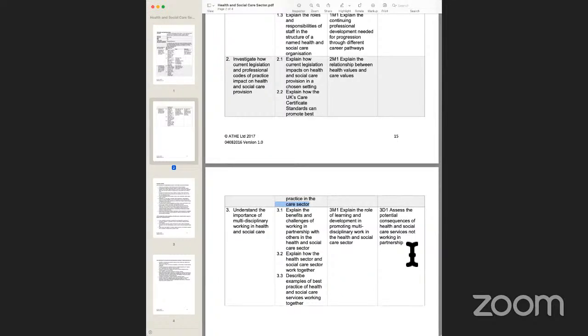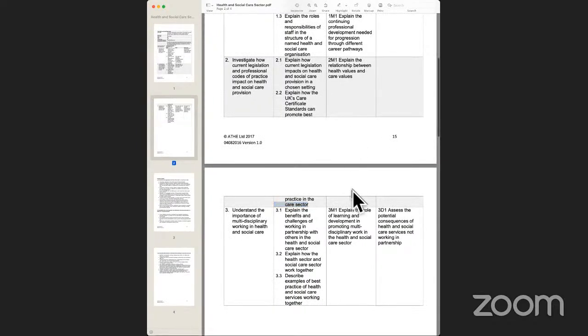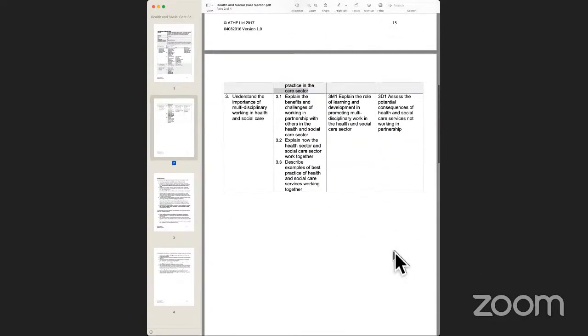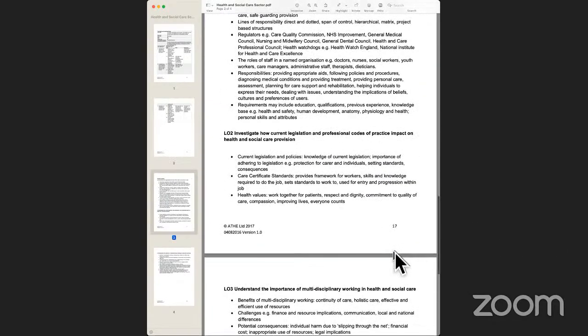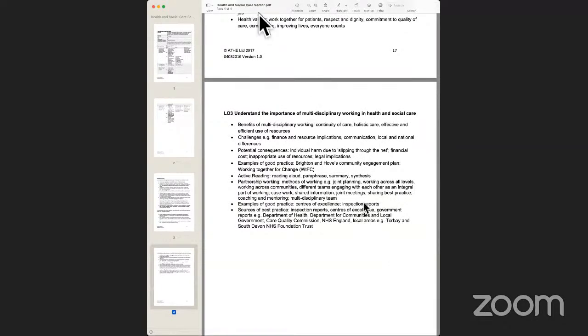And then the distinction criteria talks about how we assess the consequences if services are not provided, or if partnerships break down, or if communication between suppliers, contractors, or different organizations and agencies breaks down. What are the detrimental effects of this? What could be the negative effects which could affect the delivery of these services to members of the public?